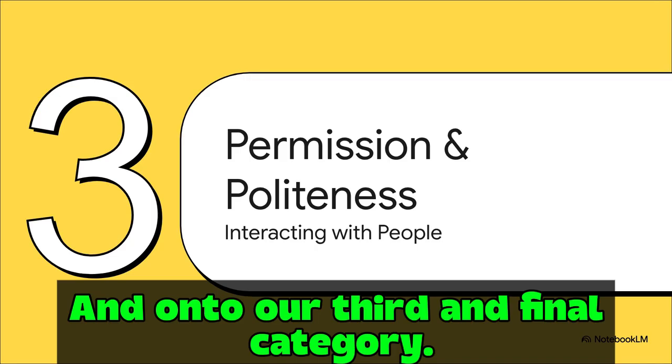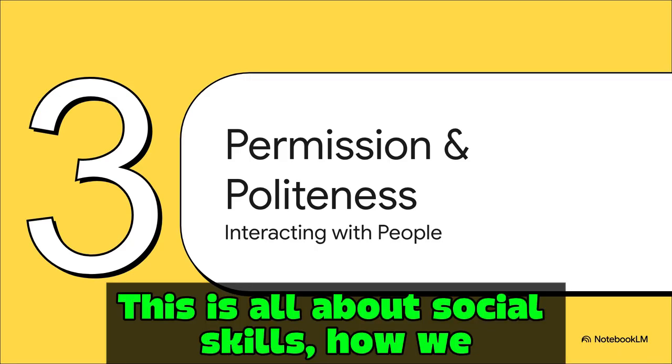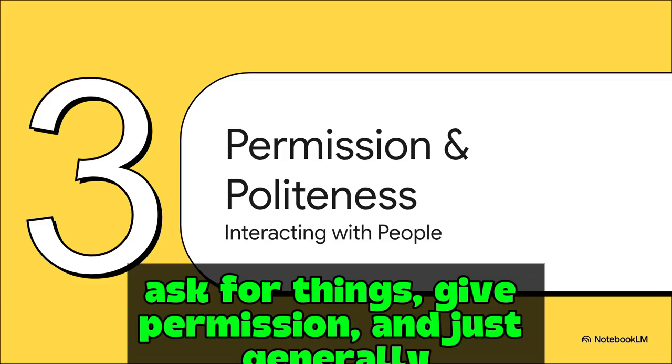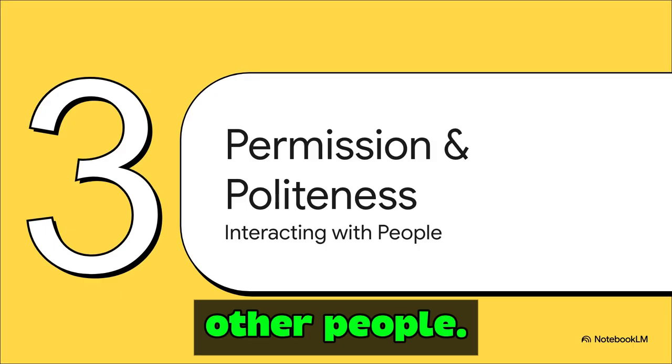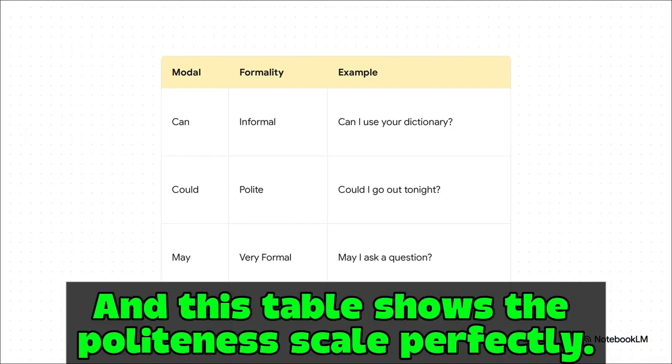And on to our third and final category. This is all about social skills. How we ask for things, give permission, and just generally sound polite and respectful when we're talking to other people. This is key stuff. And this table shows the politeness scale perfectly.